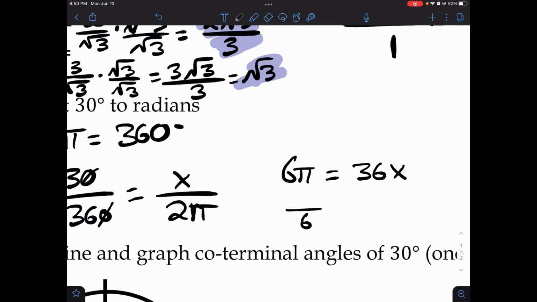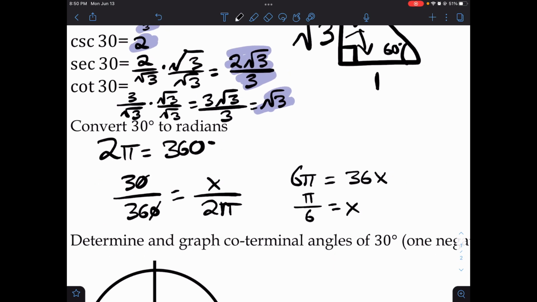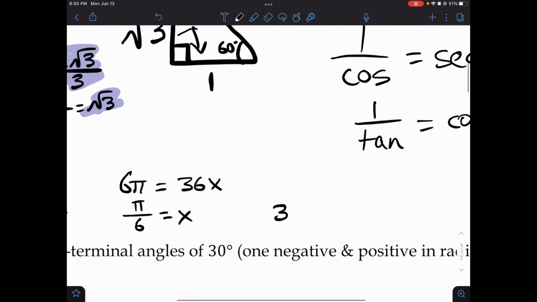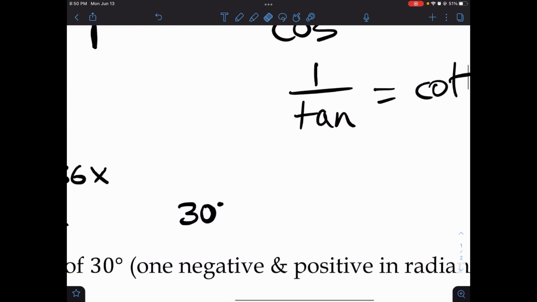Let me draw a better pi. Pi over 6 is equal to x, because 6 over 36 is just 1 over 6. So pi over 6 is equal to x, meaning 30 degrees is equal to pi over 6 radians. And there we have it.